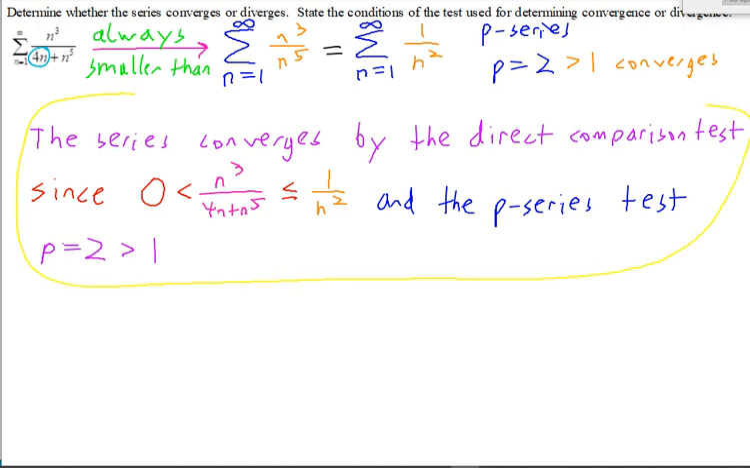And that concludes the notes for AP Calculus on the topic of the summary of our convergence tests for infinite series. Continue.